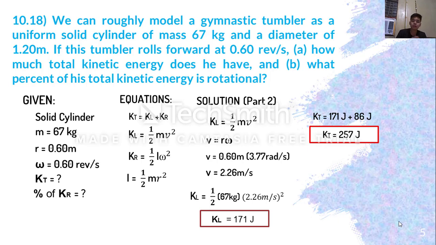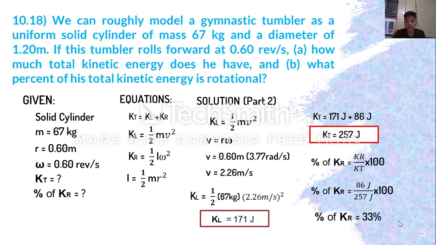And to get the percentage of the rotational kinetic energy, we need to divide the rotational kinetic energy over the total kinetic energy times 100. So this is our formula. And then 86 joules, which is our rotational kinetic energy, all over the total kinetic energy of 257 joules times 100 will give us a value of 33%. That is now our final answer.